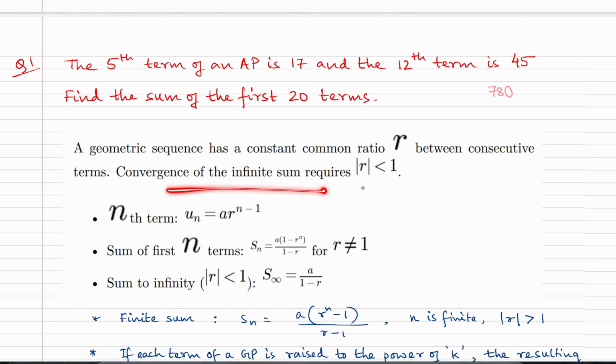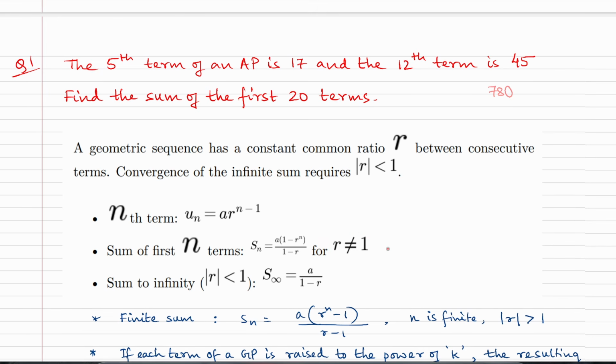Convergence of the infinite sum for a geometric sequence requires mod r to be less than 1. First, let us figure out what is the nth term or the general term of a geometric sequence. That is given as a r to the power n minus 1, because the first term is a, the second term is ar, third term is ar squared and so on. The sum of the first n terms is given as Sn is equal to a times 1 minus r to the power n divided by 1 minus r for r not equal to 1.